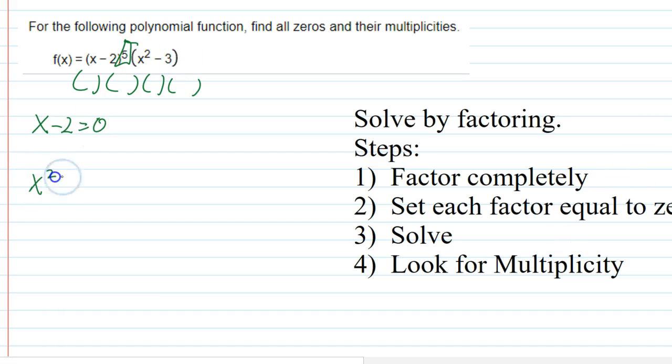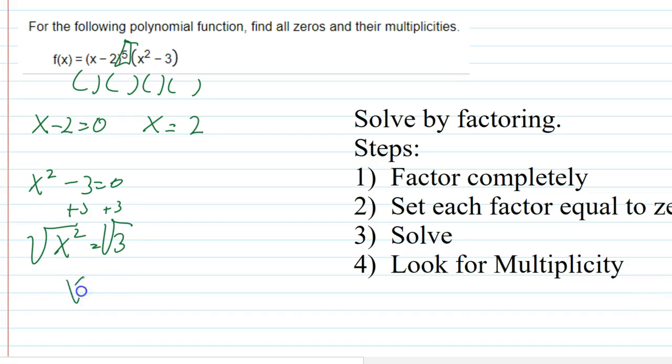And then we have an x squared minus 3. It gives us x is equal to 2. On the bottom, we have to add 3 to both sides. X squared is equal to 3. When I square root it, there is no perfect square. So I'm actually left with the square root of a positive 3 and negative square root of 3. So our final answer will look like this.